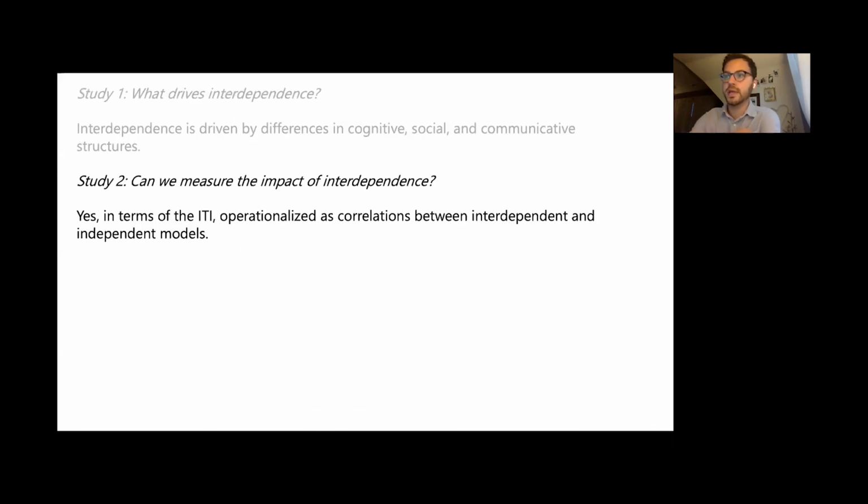So from this, I concluded that yes, we can get a handle on the impact of interdependence in our data. We do that by operationalizing the ITI as correlations between interdependent and independent models.